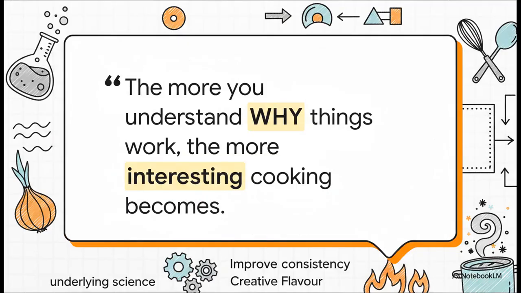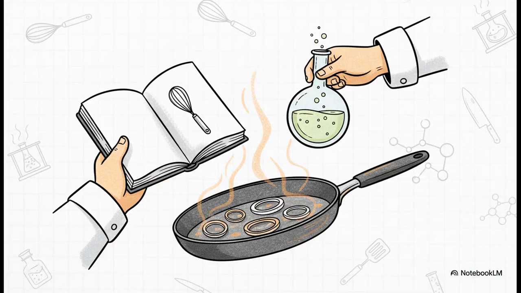And really, the big takeaway here is that understanding the why behind what's happening empowers you to be a better, more creative, and definitely a more consistent cook. It stops being about just following instructions and turns into this fascinating process of controlled chemistry. So remember, next time you step into the kitchen, you're not just assembling ingredients. You're an applied chemist. You're directing a whole series of reactions to build complex, incredible flavors right from the ground up.